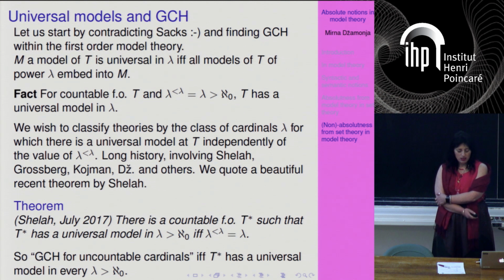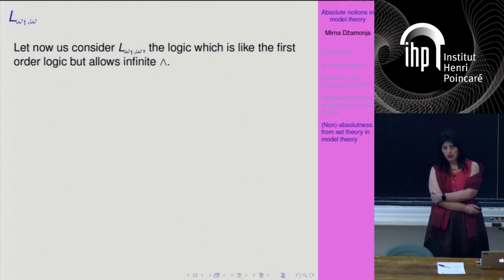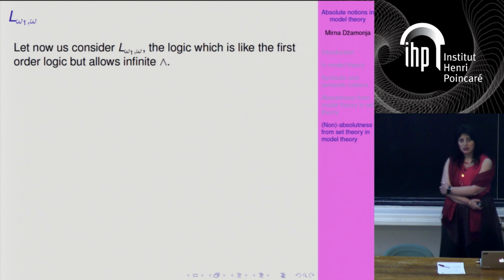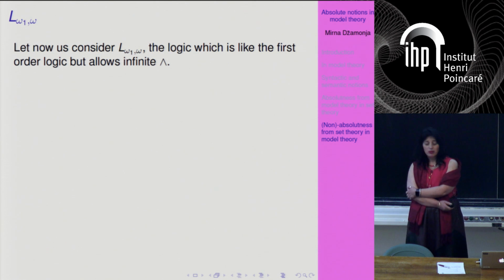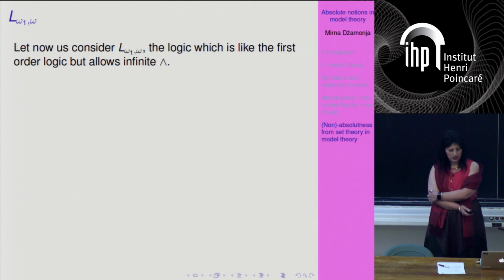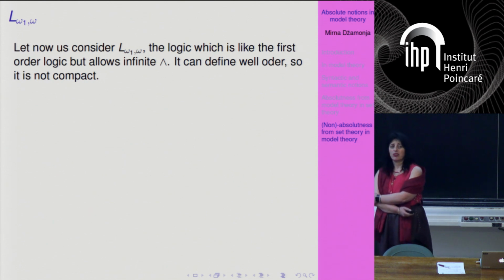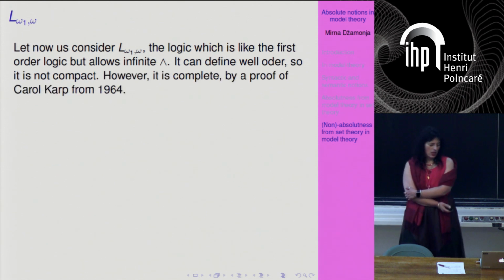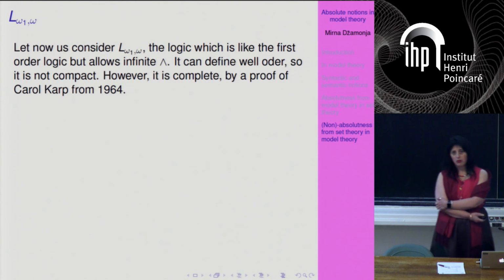Now let us move a little to other kinds of model theory. Let us consider the logic L omega 1 omega. It's a logic which is like first-order logic, but you can have infinite conjunctions. It's not compact, because you can define a well order in it. However, it is complete, by a proof by Carol Karp from 1964.